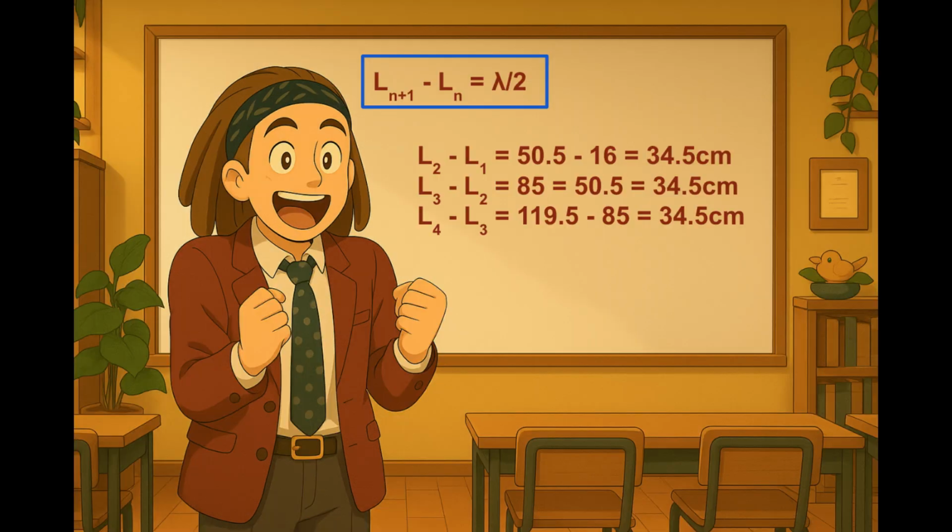Let's perform the calculations. We'll find the difference between successive resonance lengths. L2 minus L1 is 50.5 centimeters minus 16.0 centimeters, which gives 34.5 centimeters. L3 minus L2 is 85.0 centimeters minus 50.5 centimeters, also 34.5 centimeters. And L4 minus L3 is 119.5 centimeters minus 85.0 centimeters, again 34.5 centimeters.